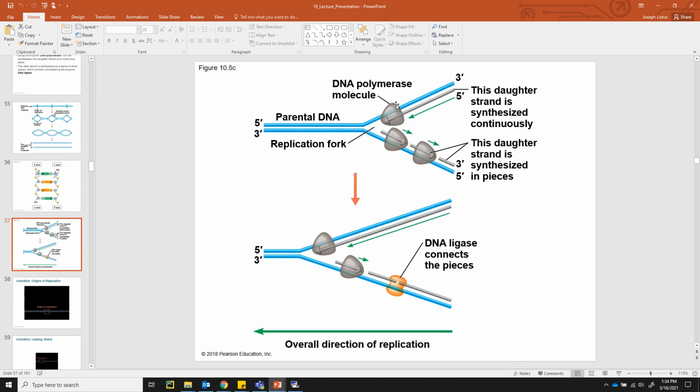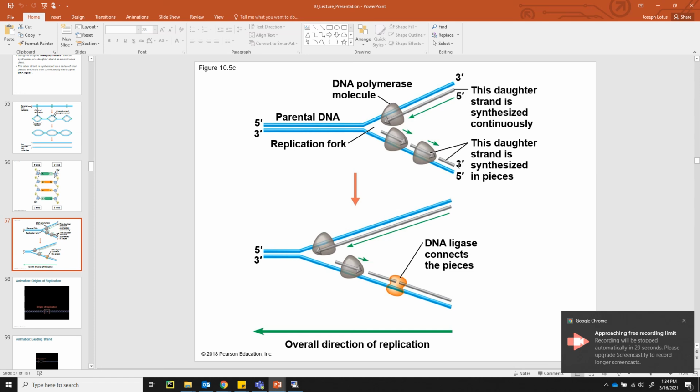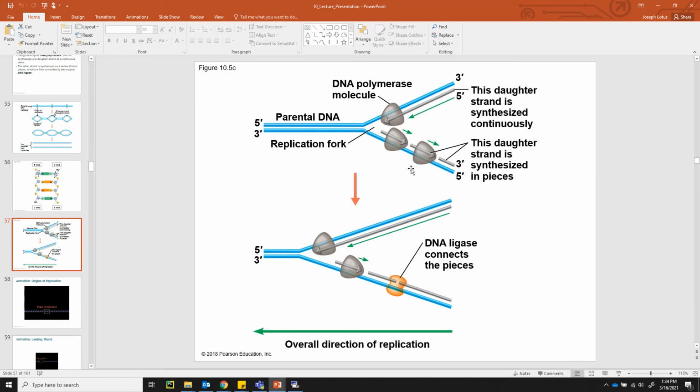So this top strand, since there's no issues, since the DNA polymerase can follow the replication fork, which is moving to the left, we call this the leading strand. But this other DNA polymerase that has to move to the right and then break off and then move to the right and then break off, we call this the lagging strand. And the lagging strand, these little pieces here, these are called Okazaki fragments, discovered by a Japanese biologist named Okazaki. And these DNA ligase enzymes are going to glue together these Okazaki fragments. I think a video can really help you understand this concept.